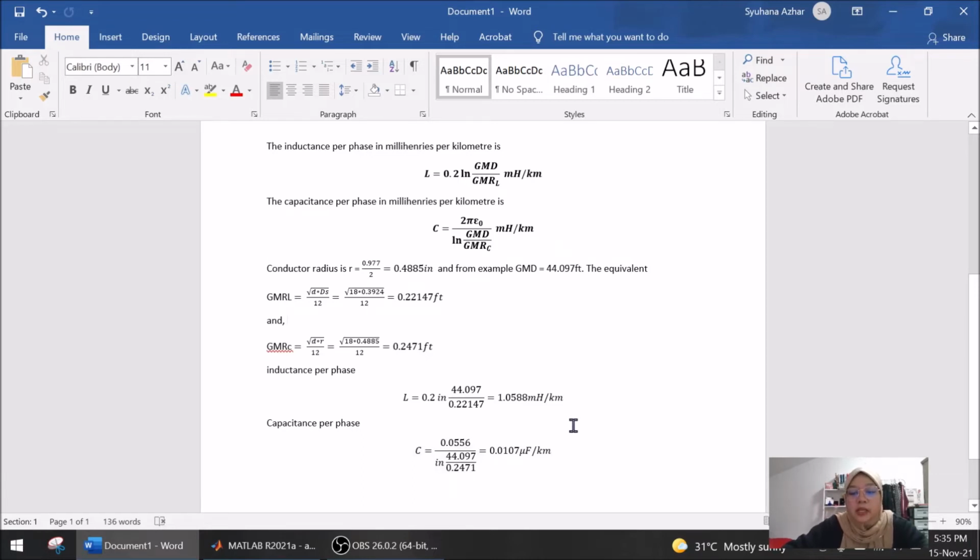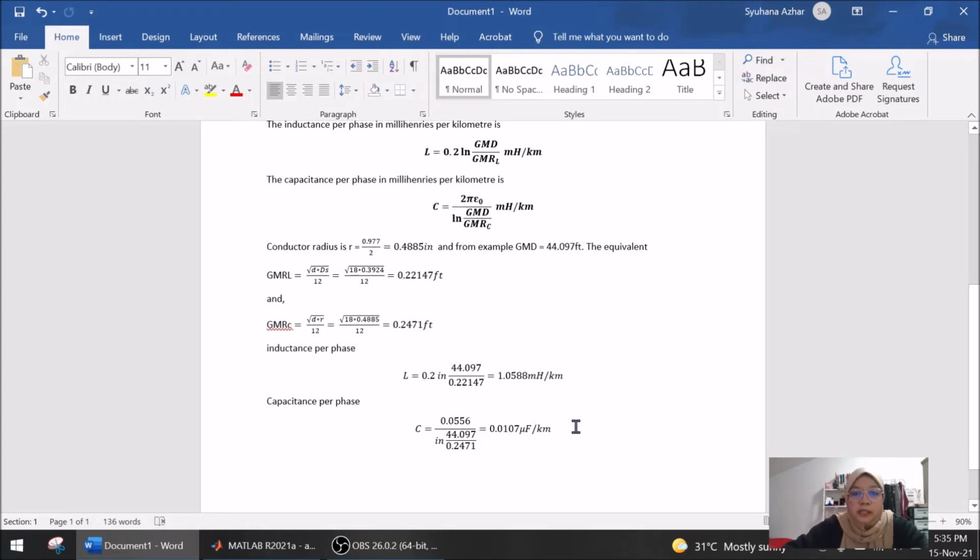For the capacitance formula, 2 pi epsilon 0 is a fixed value, which is 0.0556, over ln GMD 44.09 over GMRC. So GMRC is 0.2471. So we calculate, we get 0.0107 microfarad. So here is the manual calculation to find inductance and capacitance.